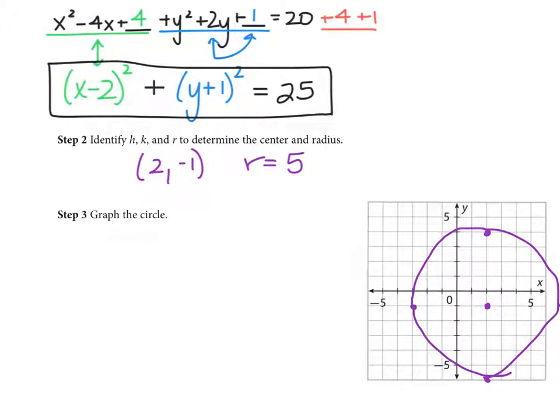So, like I said, rewatch this part about completing the square if you need to. We'll do some more examples on that tomorrow, but those are the basics of what you need to know for equations of a circle.